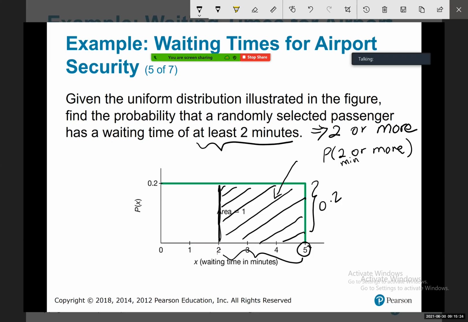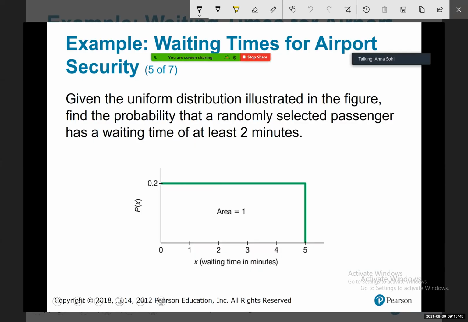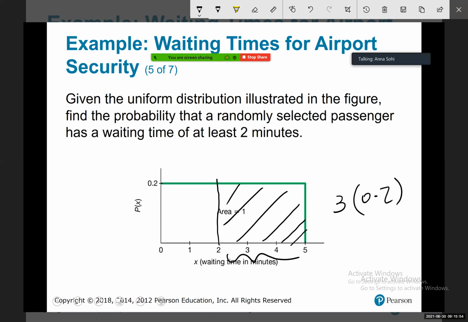Okay. So let's see if anyone got it. Excellent to those who got it right. So you would say length is 3. Width is 0.2. So 3 times 0.2 is 0.6.